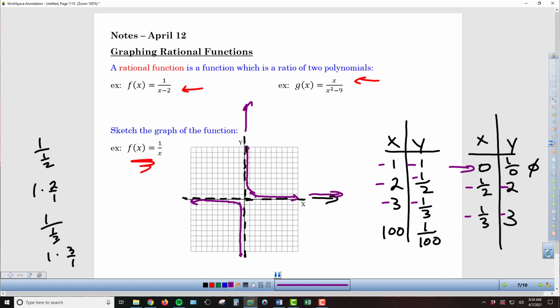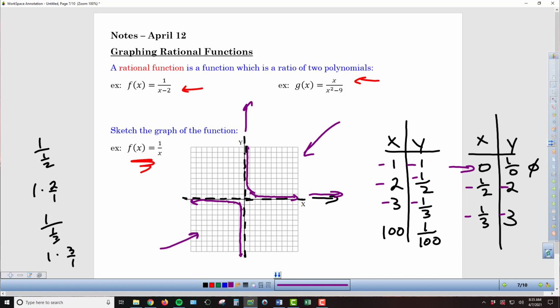So I end up with these two branches that are kind of bounded by these asymptotes. I have a vertical asymptote in this example that's running along the y-axis, and I have a horizontal asymptote that's running along the x-axis. And so I end up with these two branches, one over here on this side of the y-axis, and then one over here on the other.